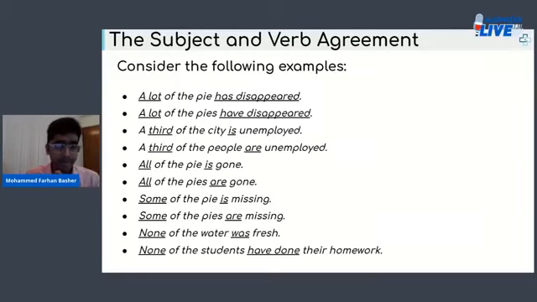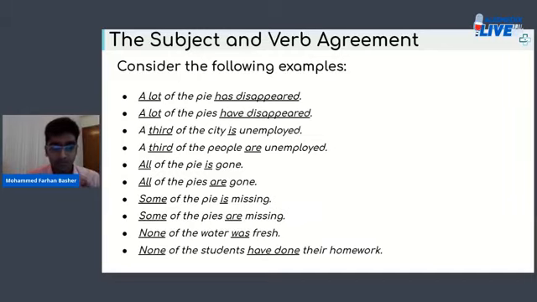Some of the pie is missing. Now you're not talking about all of it, but some of one single pie, right? Some of that one single pie is missing. But if you were to refer to a number of pies, not just one single pie, but many pies, then you would have to say some of the pies are missing. You see? So the verbs actually agree with their subject's number. Pie being singular, the verb is singular. Pies being plural, the verb following must be plural as well.